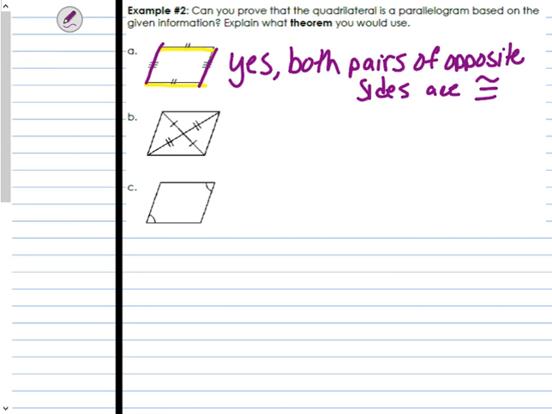The next one, I'm looking at the picture, and I see that this piece of the diagonal is equal to that piece of the diagonal, and this piece of the diagonal is equal to this piece of the diagonal. So it looks like the diagonals are bisecting each other. Is that enough information to say that this is a parallelogram? Yes, it is, because that's a property of parallelograms. Yes, the diagonals bisect each other.